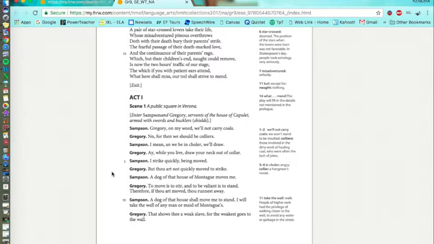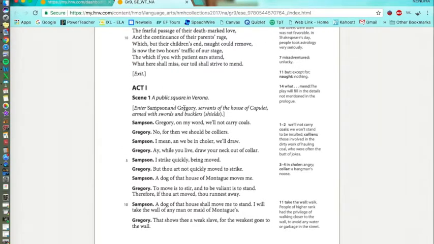Whatever. This is weird. Okay, so we have Act 1, Scene 1, a public square in Verona. Enter Samson and Gregory. Now, which side are Samson and Gregory on? Read the stage directions, read the notes. They're servants of the house of Capulet. So Samson and Gregory are on the Capulet side. They're armed with swords and bucklers or shields, okay, which is never a good sign.